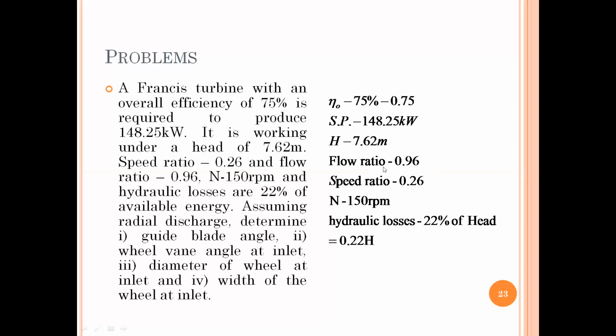Now your flow ratio is to calculate the velocity of flow. Your speed ratio is to calculate your velocity of vane or blade. The speed of the turbine is 150 and the hydraulic losses are 22% of the head. Okay, so generally with hydraulic losses, you can calculate your hydraulic efficiency. So you can say the initial head is H and at outlet there is a loss of 22%. So we have H minus 0.22 H. So we'll be calculating the hydraulic efficiency by knowing the hydraulic losses.